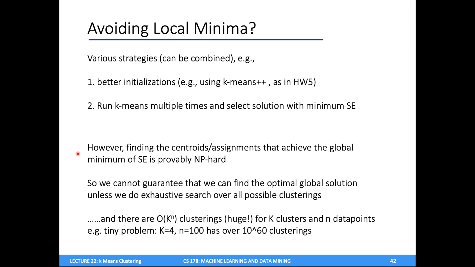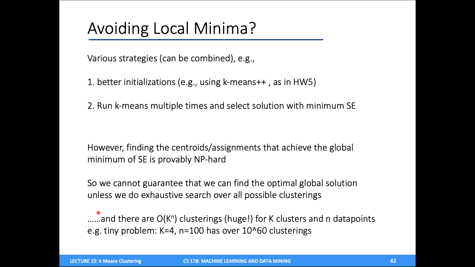One thing I'll point out here is that actually finding the centroids and cluster assignments that achieve the global minimum of the squared error is an NP hard problem. So for all intents and purposes, it's impossible for us to actually compute this. And we really have no guarantee of finding global optima for this problem. For instance, one thing you could do, because there's only a finite number of clustering assignments, is just iterate over all of them, right? But there's something like on the order of k to the n possible clusterings if you're assigning n data points into k clusters.